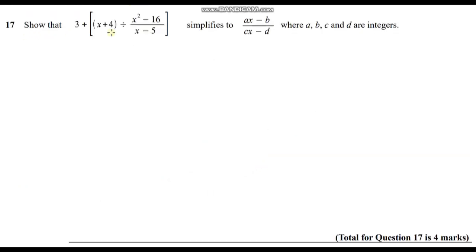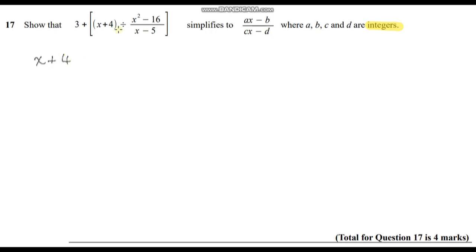Question 17. Show that all of this business simplifies to this fraction where A, B, C and D are integers. Now, I know a lot of people don't really like these sort of questions, but I quite enjoy them. So let's first of all look inside the brackets here. We've got x plus 4.